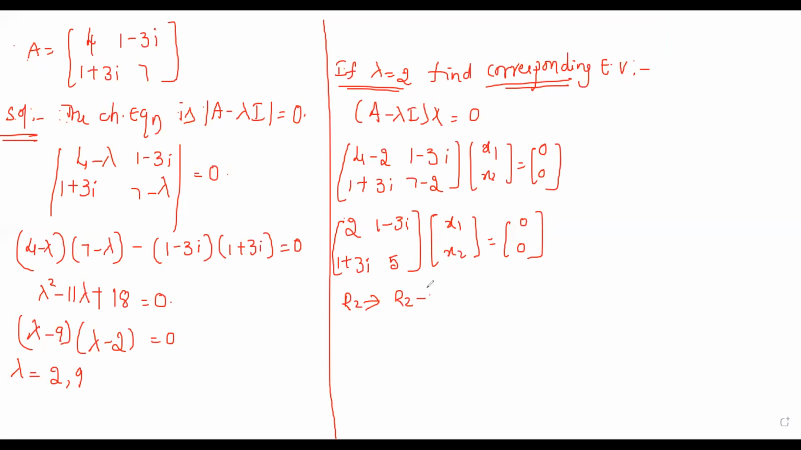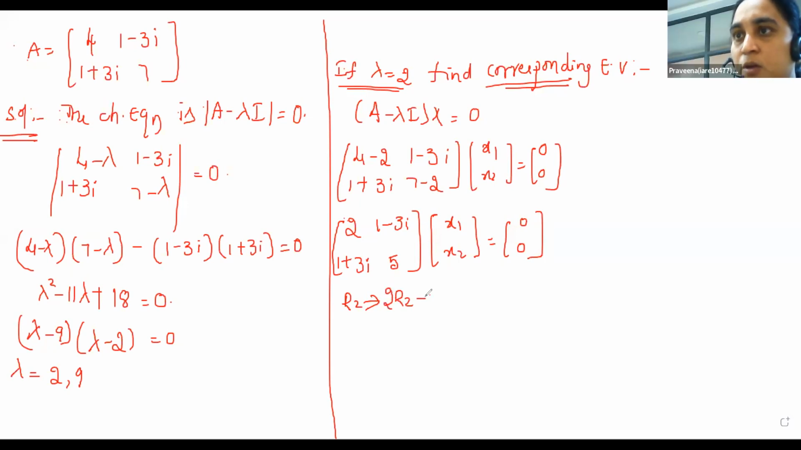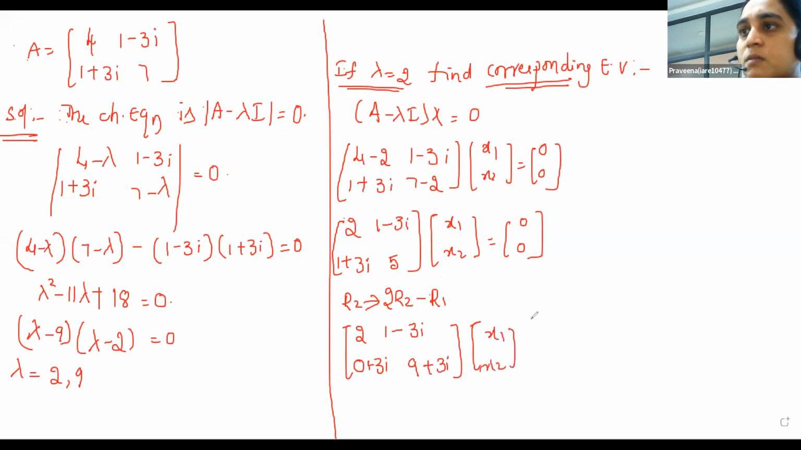No, ma'am. Operation for that: R2 tends to 2R2 minus R1. Let's do it first. That is 2, 1 minus 3i. Real number 2 minus 2 cancels, and here we got plus 3i, and from that 10 minus 1 plus 3i, that is 9 plus 3i, right? x1, x2, 0, 0, that is 2, 1 minus 3i, 0, 9 plus 3i.